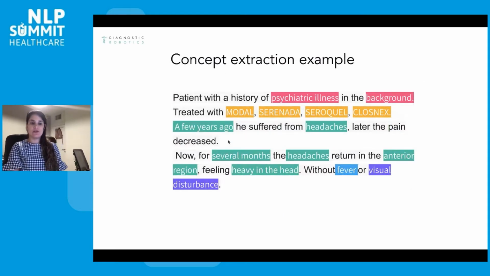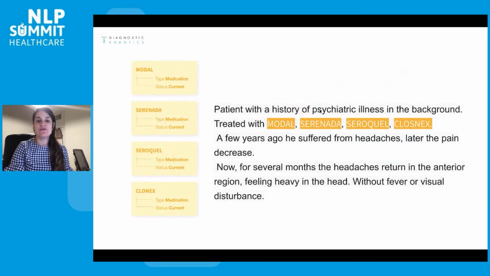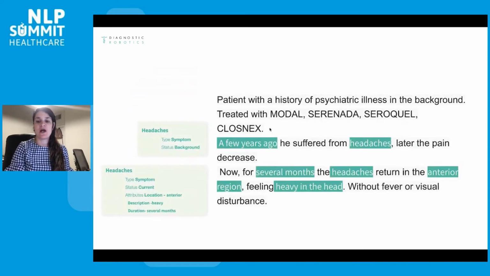So let's take a look at this example. This is the text we have. We want to extract that the patient has a condition of psychiatric illness. We want to find the medication that the patient is treated with. We want to extract the symptoms that the patient suffers from, for example, headache.